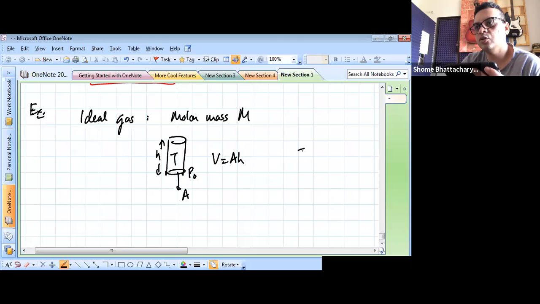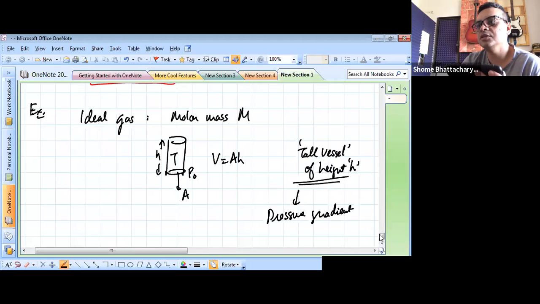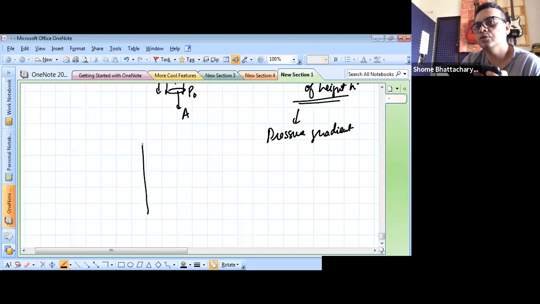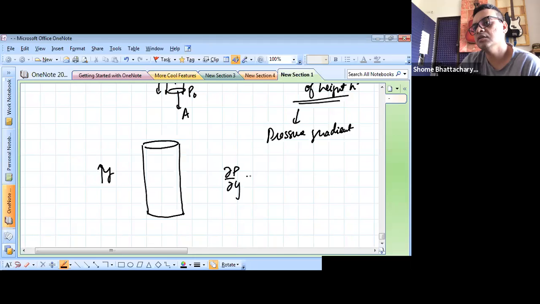Now the important thing is here they are talking about a tall vessel of height h. So we'll have to assume that there is some kind of a pressure gradient. Tall means extremely tall, like tall in several kilometers and all that. So we have to assume that there is a pressure gradient. This is your y-axis, there is del p by del y equal to rho g. So the pressure here is P. The pressure below is, so dP is equal to minus rho g dy.